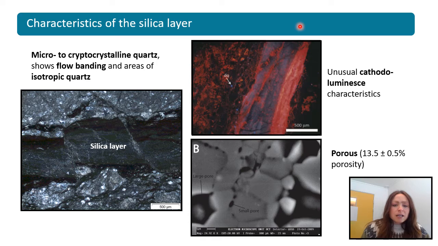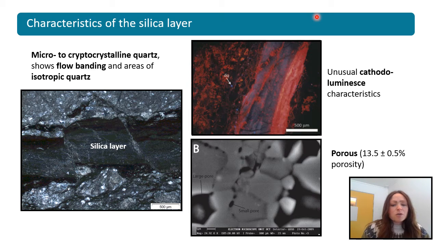In the scanning electron microscope, we see that the silica layer is porous. There are two different types of pores. We have these very large pores, which we find at grain boundary intersections, and then we have much smaller pores that we find along grain boundaries. And their shape suggests that there has been volume loss by contraction.